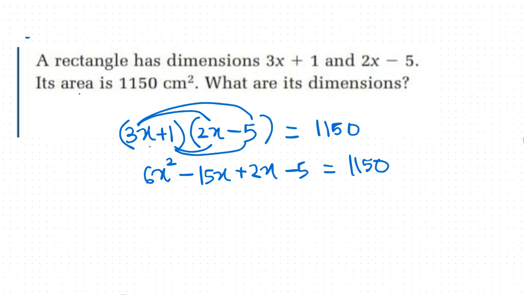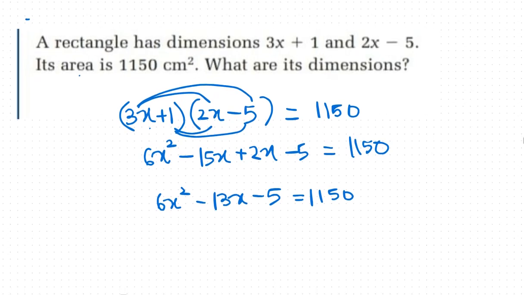Can you tell me next? What's next? Add the like terms. So 6x squared minus 15 plus 2 is 6x squared minus 13x minus 5 equals 1,150. Okay, what's next? I don't know what to do here because I can't add them now.